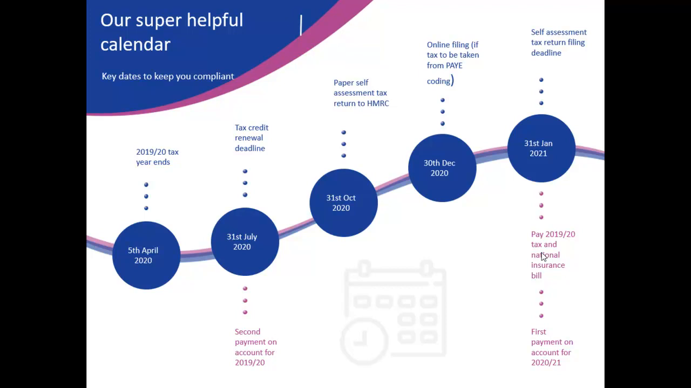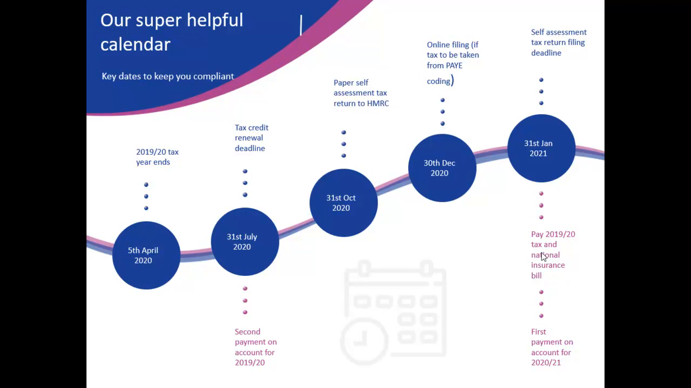Now, there is a deadline that many people don't realise: the 30th of December 2020 is a key date if you want to get your tax bill paid through your PAYE coding. This is possible if you have less than £3,000 to pay the taxman. So your tax return will have to be filed electronically by the 30th of December 2020, or you can still do a paper one, but it would have had to have been made by the 31st of October.